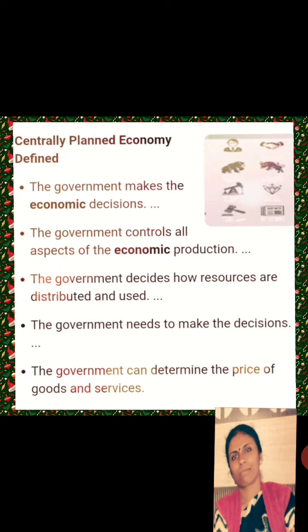The third one, the government decides how resources are distributed and used. We all know that resources are available in the country, but they are scarce. So we have to take care of the distribution of resources to the production channels in a systematic way. Then the fourth one, the government needs to make appropriate and correct decisions to maintain law and justice, social order, etc. And finally, the government can determine the price of goods and services. So these are the very interesting characteristics of centrally planned economy.